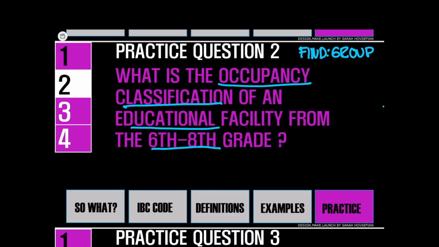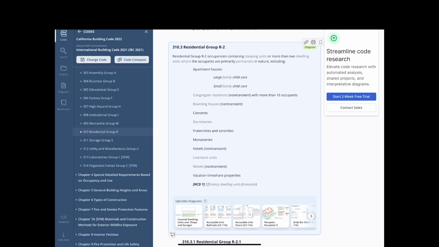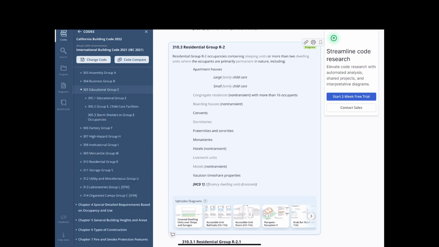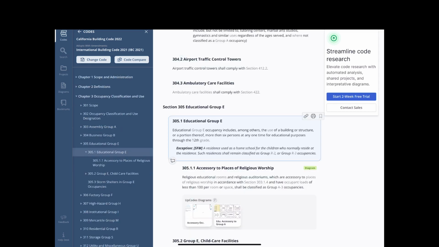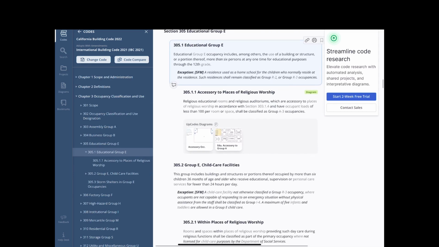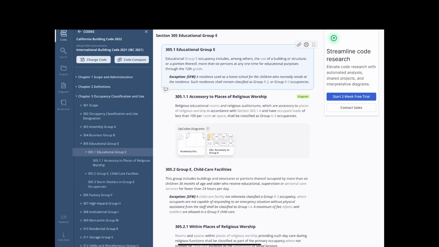Let's go to the other screen again. I'll minimize this group R. And here is group E. Let's look at the definition of group E. Group E says occupancy that includes more than 6 persons for educational purposes through the 12th grade.